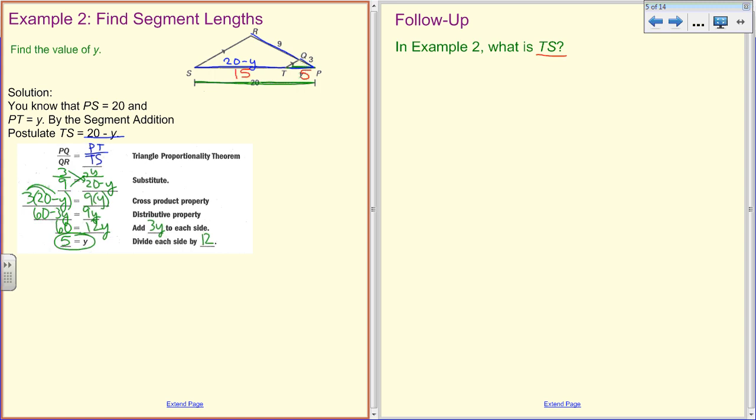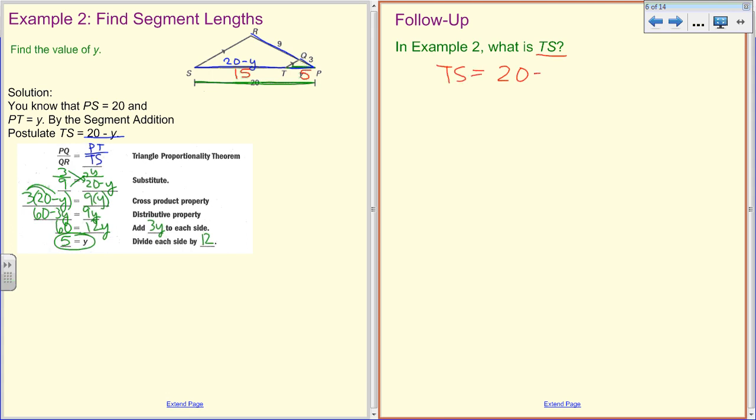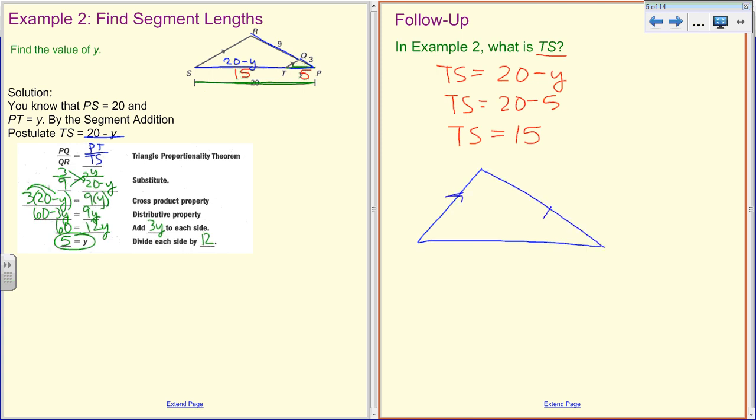So TS is that 20 minus Y. So TS is equal to 15. So I want to take a look at what you have here. I'm going to draw this triangle over here because I feel like we've got a lot of marks over there. There are parallel lines in RQP, TS.